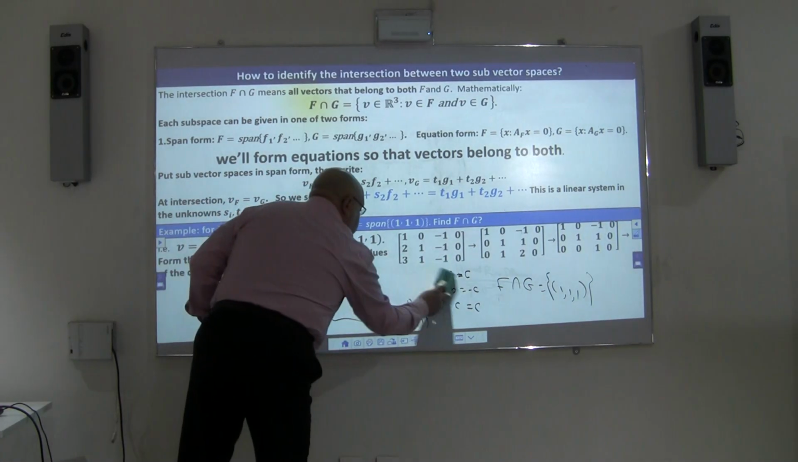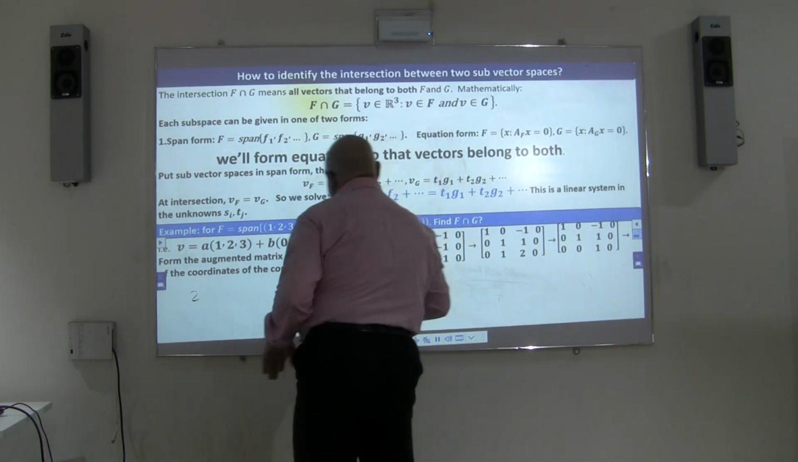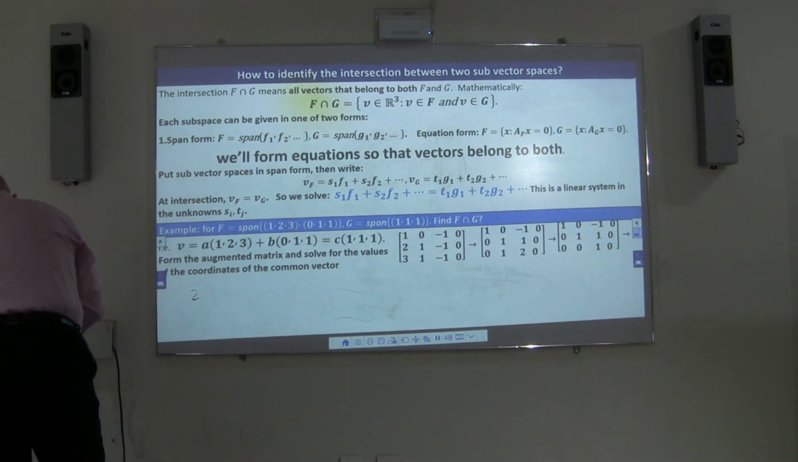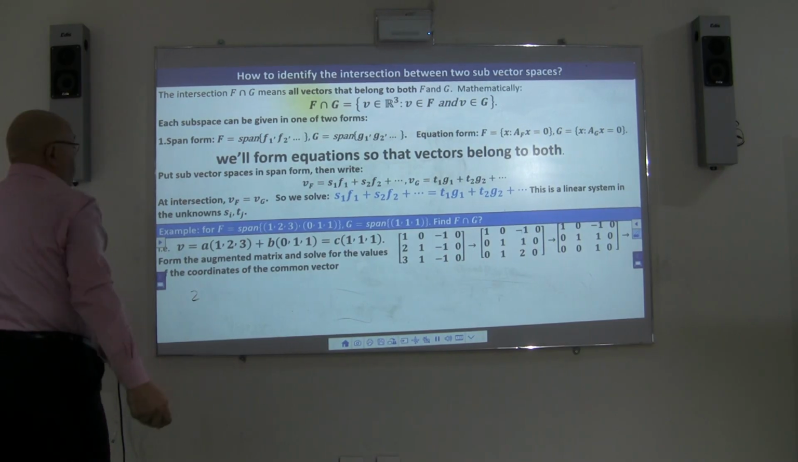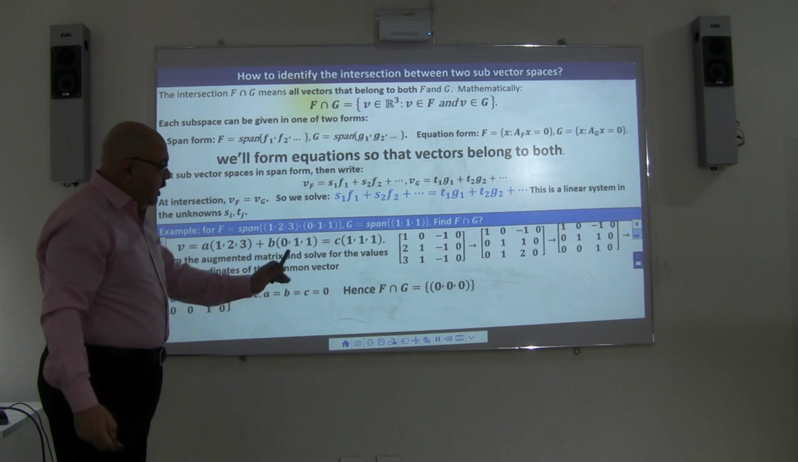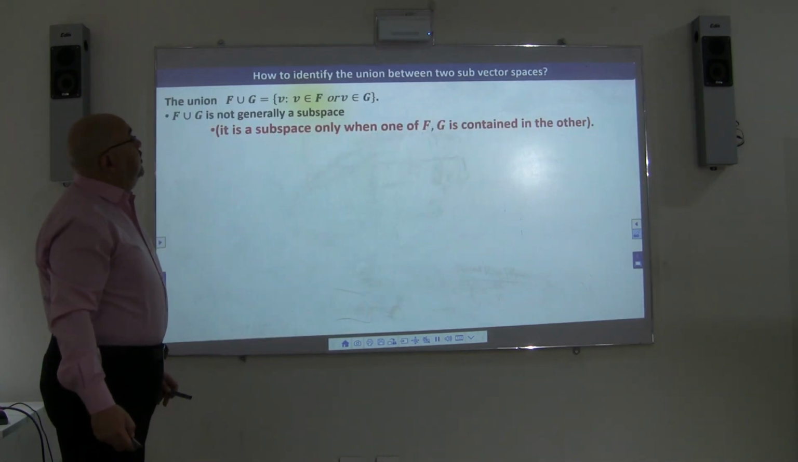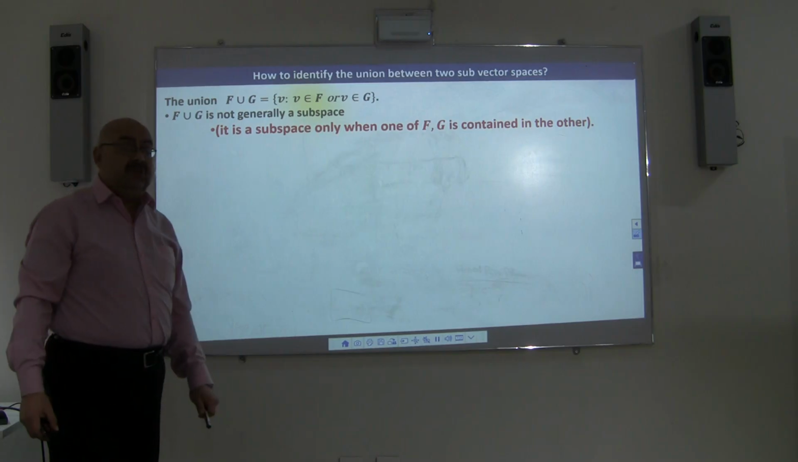Of course, we will get the chance to see more problems down the road, but I just wanted to put this problem here to make it obvious to you. In a similar manner, those are the exact results and they will equal 0, and in this case it's going to equal 0. Now, how do I identify the union between two subvector spaces?